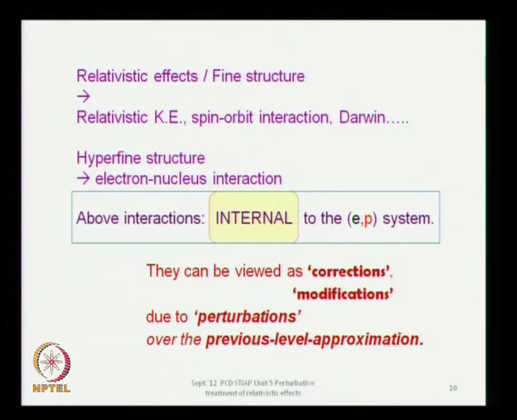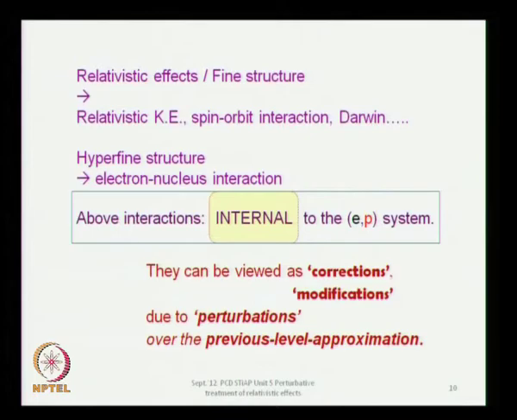That is important even for an electron when the hydrogen atom is at rest. It does not require the hydrogen atom to be moving at relativistic speeds. It comes essentially from the fact that the speed of light is finite, and therefore all the consequences of the special theory of relativity have to be automatically accommodated in this scheme. So, these are internal to the electron proton system. These can be viewed as perturbations, not as perturbations which are imposed from the outside, which are switched on or off, but as perturbations over the previous level of approximation.